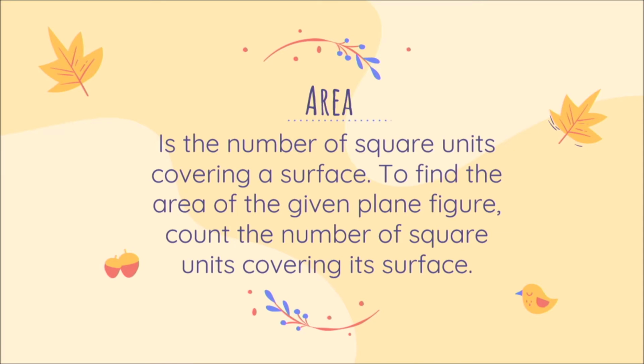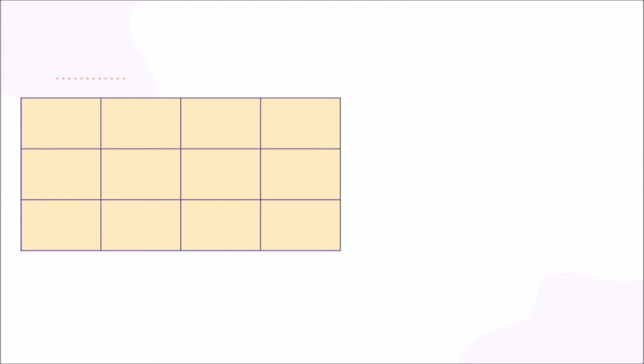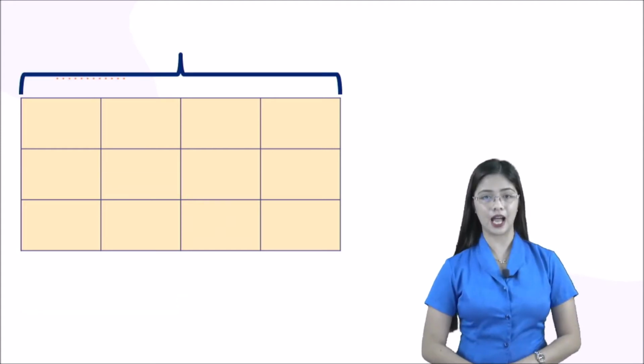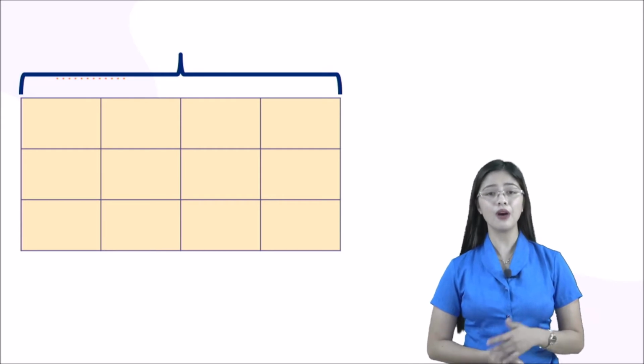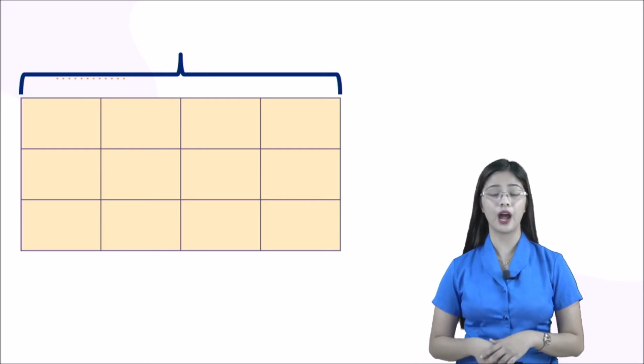Without counting the squares one by one, we can get the area of a figure by doing multiplication. We only need to multiply the length and the width of the given area. And I believe, kids, all of you are already good at multiplication, isn't it? So don't worry, kids. This is only an easy multiplication, okay? So let's have our example here. Let's get first our width.